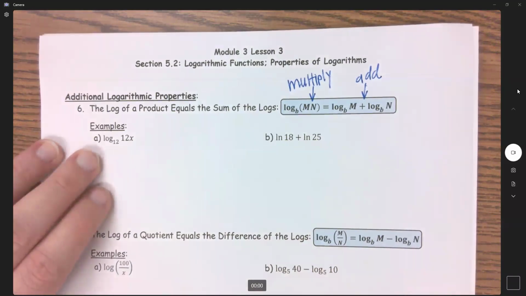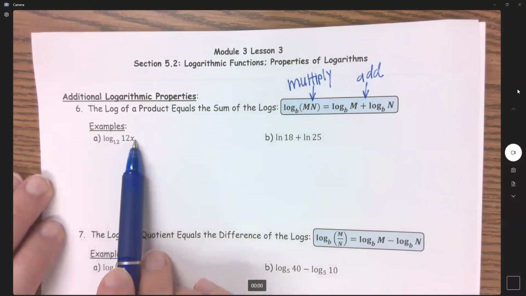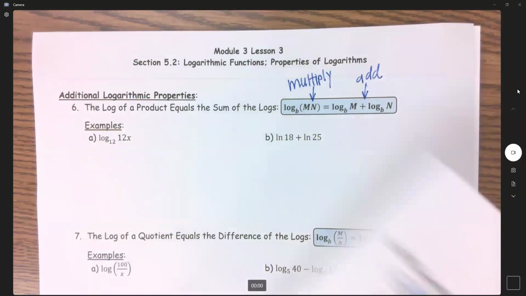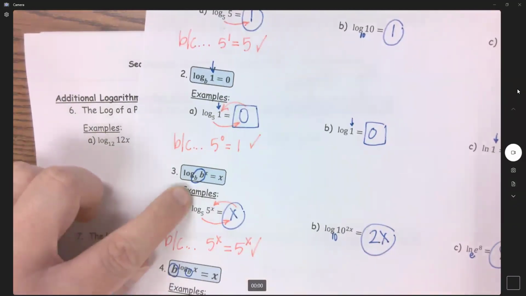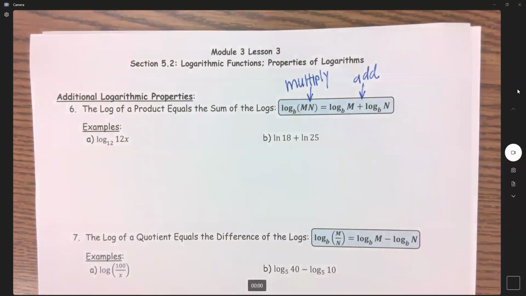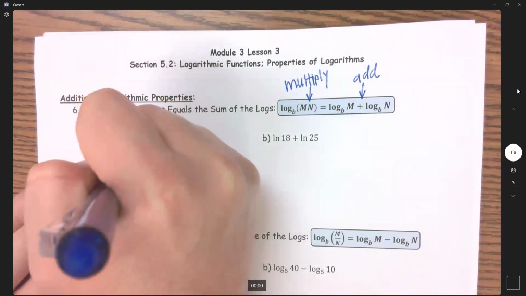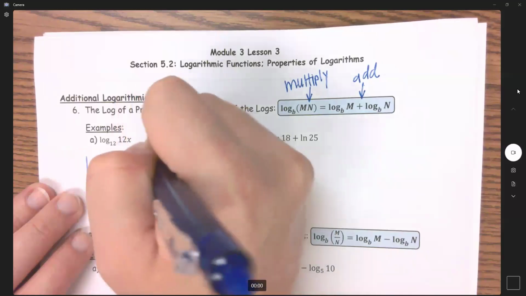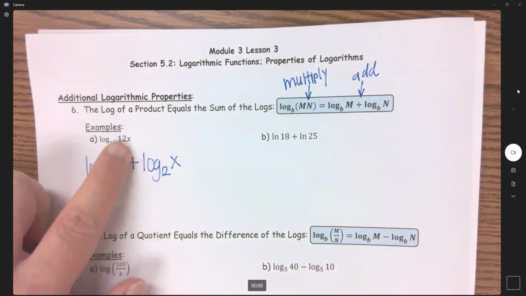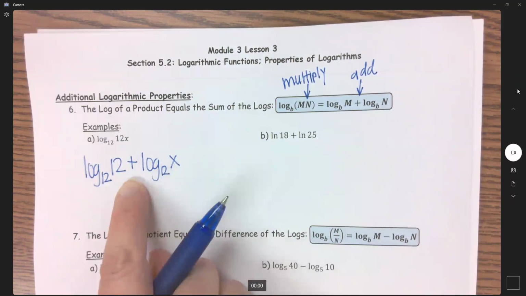So here, if I have log base 12 of 12x, I can't apply this property here because that x is not an exponent. So what I need to do is expand this out. So this would be log base 12 of 12 plus log base 12 of x. Because that 12 and that x are being multiplied together, expand it out with a plus, and they both have a log base 12.